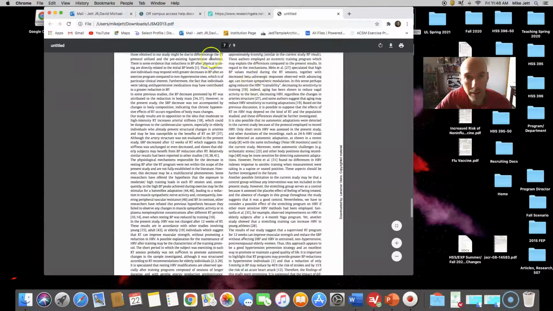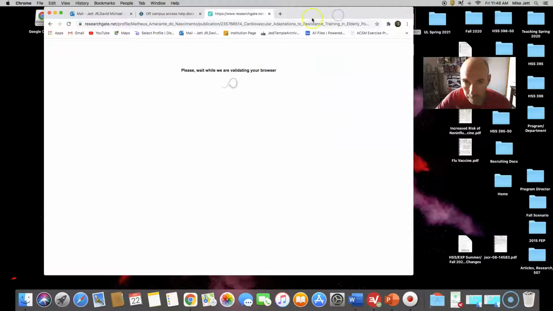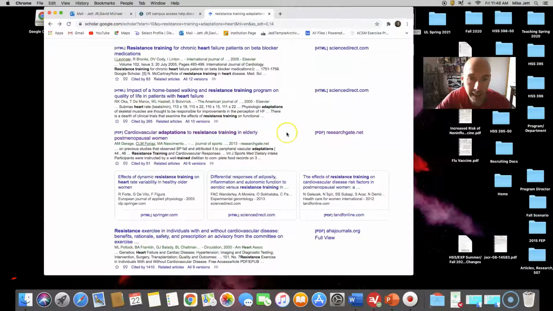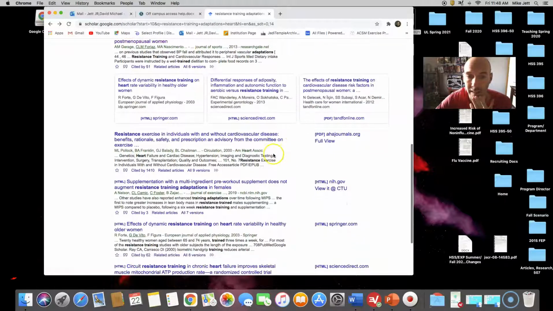So that is, Google Scholar is a pretty handy tool. The downside is, as I mentioned, you may not be able to get full access to every single article that's listed here, okay? On the other hand, when I show you how to use the library website, your library has paid to have access to these journals, right?